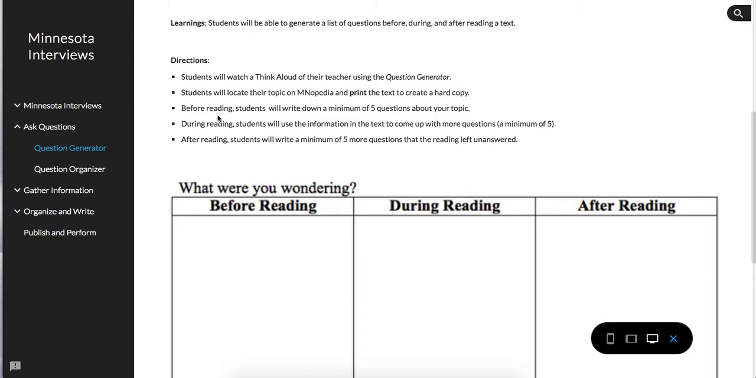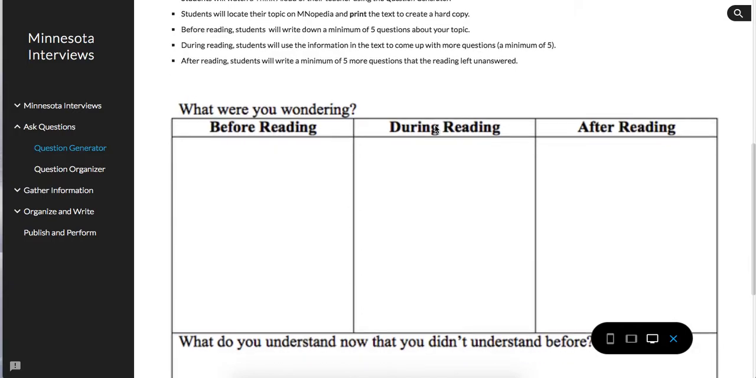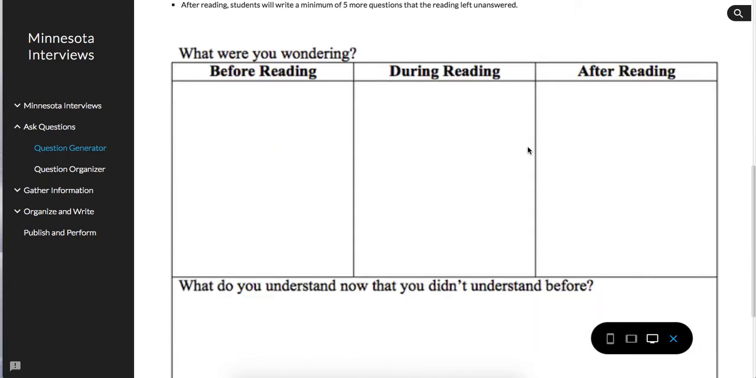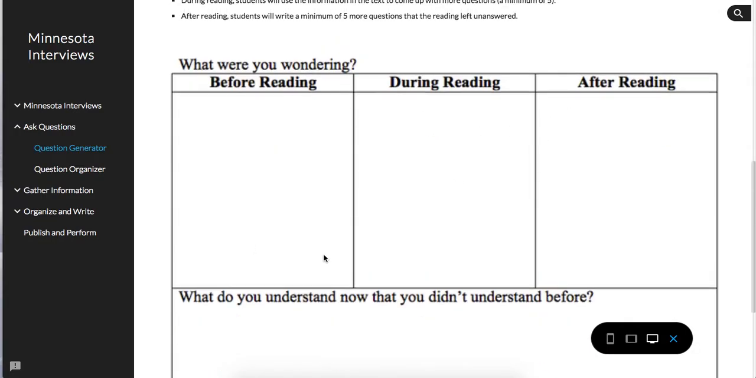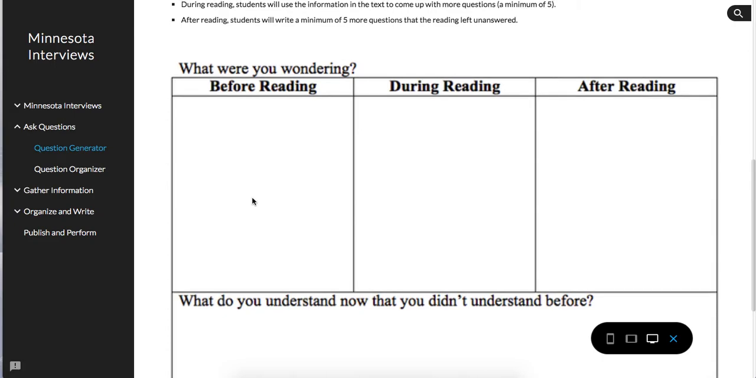Before reading, students will write down a minimum of 5 questions about their topic. You're going to get a handout like this: before reading, during reading, after reading, and then a couple questions down here. So I'm going to fill this up before I even read, and I have to have a minimum of 5 questions about what I think I want to know about my topic, and these can be pretty basic. That's going to guide my reading when I go into it.